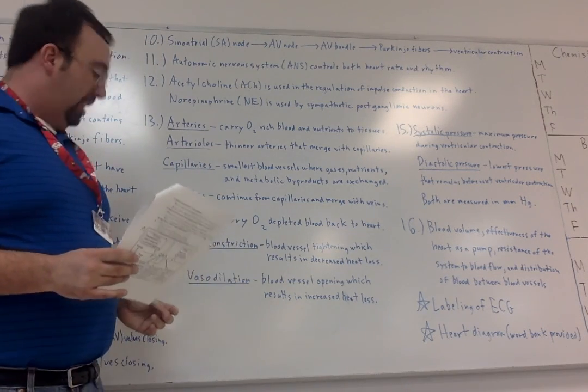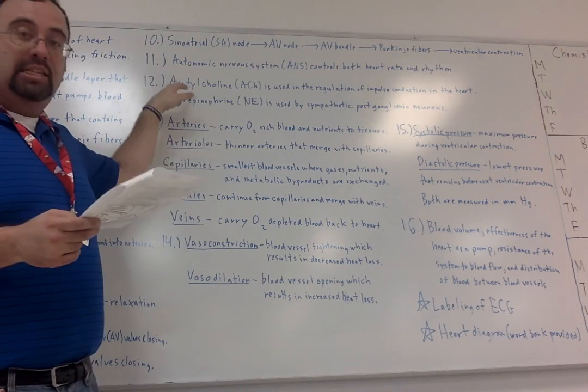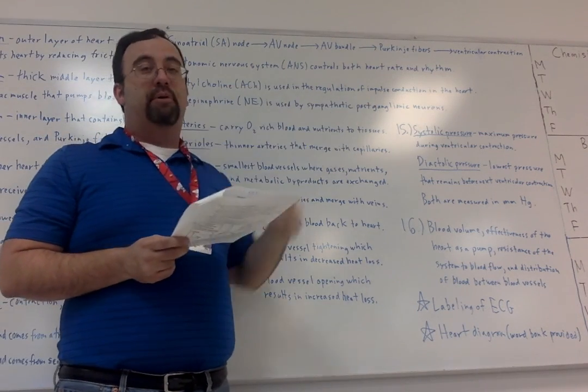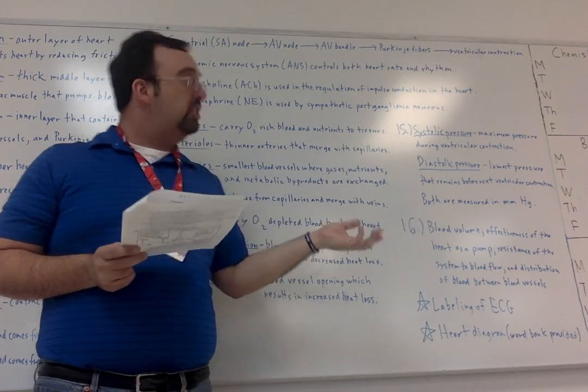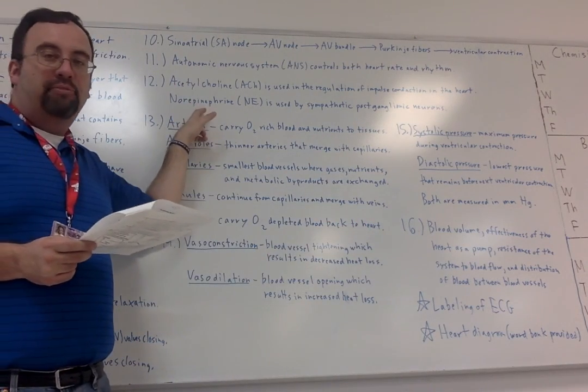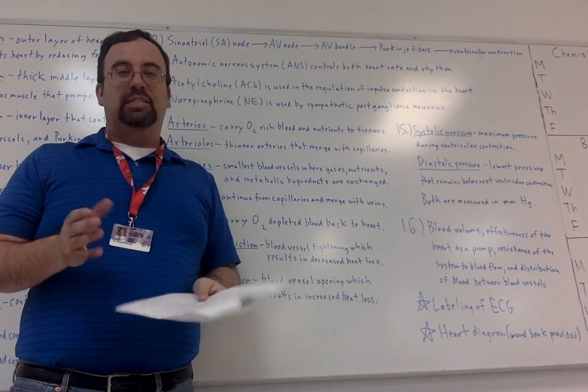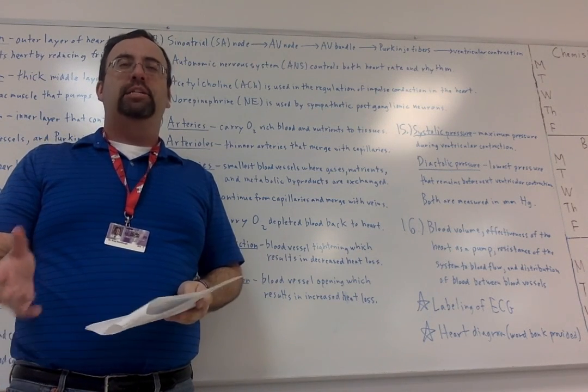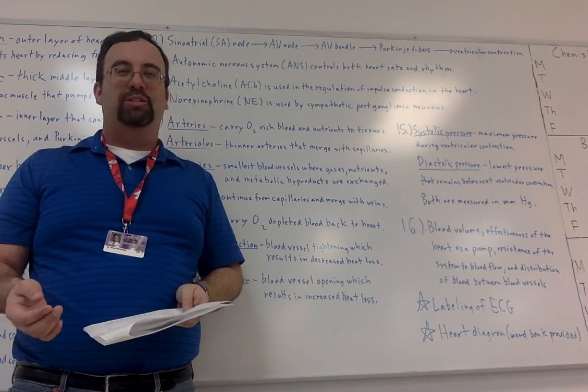All right. Number 12, acetylcholine is the hormone that's used in the regulation of the impulse conduction of the heart, and it's norepinephrine that is used then by the sympathetic postganglionic neuron. So 2 hormones that we already discussed previously in the endocrine system.